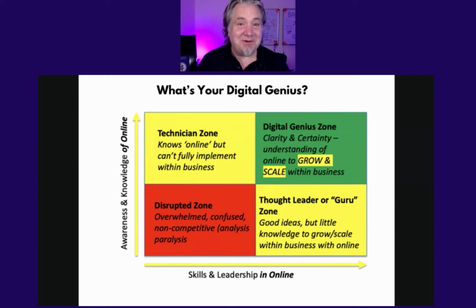Yeah, there you go. So I talked earlier about digital genius, right? So what is that? Well, it's broken down into awareness and knowledge of online, and skills and leadership in online as well. So obviously, we want to be in this zone. We want to have clarity, certainty, and understanding of online to grow and scale within the business as well. So I know the tools that I need, and I know when to use them, and I know how to use them. I don't have to be the one who implements that.